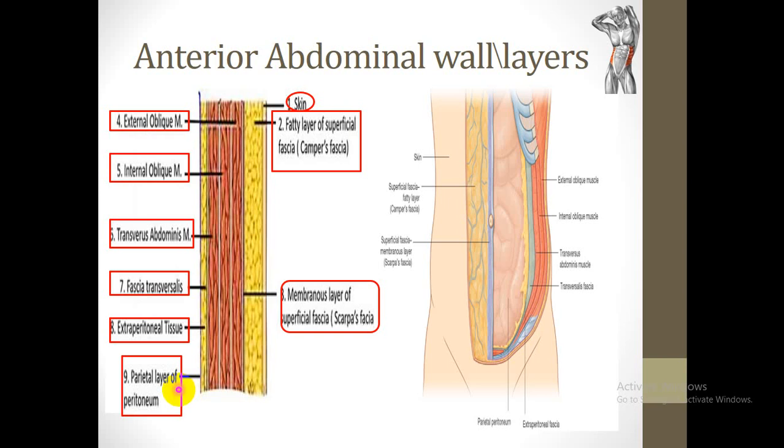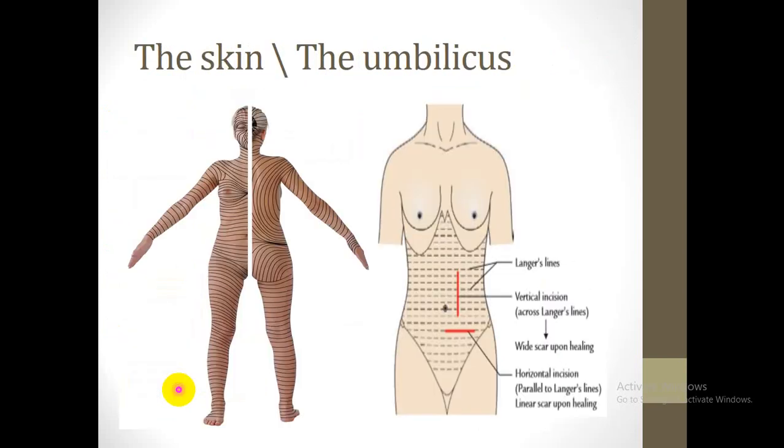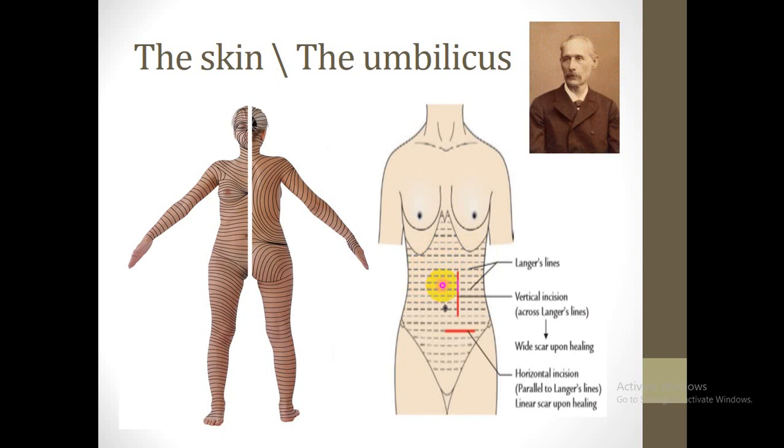So I will start with the skin of the anterior abdominal wall. The skin of the anterior abdominal wall is considered thin and more sensitive than the posterior abdominal wall. Also, it contains cleavage lines called Langer's lines, which correspond to the aggregation of collagen fibers in this layer, discovered by the Austrian anatomist Karl Langer. These Langer's lines are found elsewhere in the body and are mostly perpendicular to the muscle.